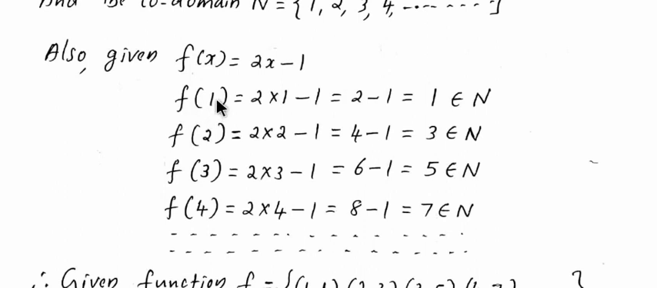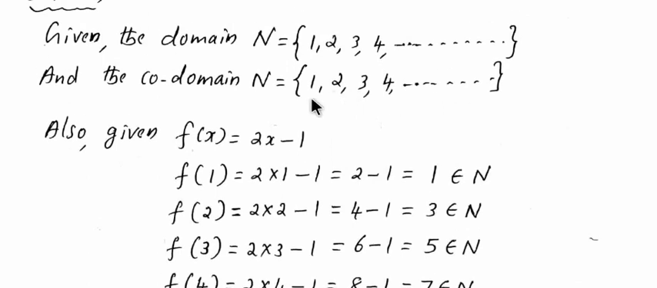First, f(1) means substitute x = 1. Therefore 2 into 1 minus 1. Then simplify: 2 into 1 is 2, minus 1, is equal to 1. This is the value of f(x) or y. This 1 belongs to N, the second set, the codomain. So 1 lies here, and therefore we can write 1 belongs to this N.